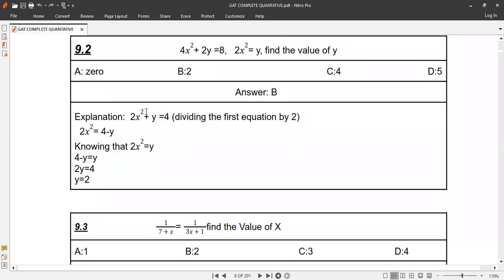In the next question, this kind of easy question as well, when you have two fractions, both have x, we either do cross multiplication, or because 1 over 7 plus x equals 1 over 3x plus 1, the numerators are equal, so the denominators are equal. Or we can do cross multiplication. This multiplied by that equals this multiplied by that. So 1 multiplied by 3x plus 1 equals 3x plus 1.